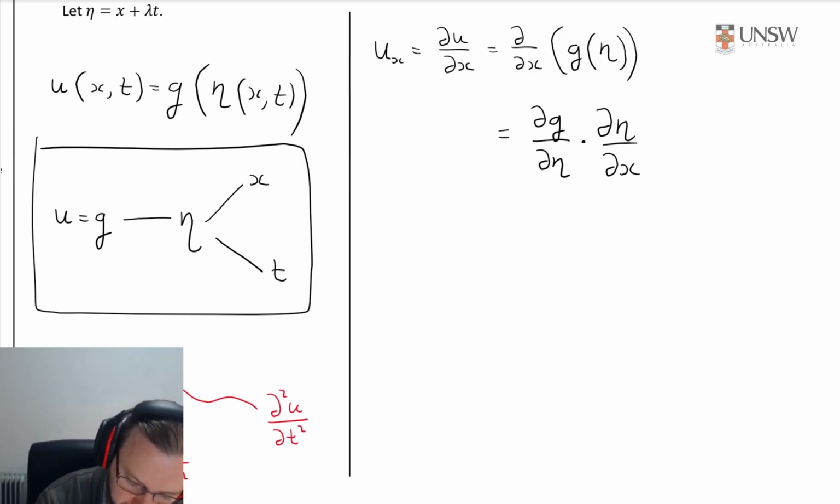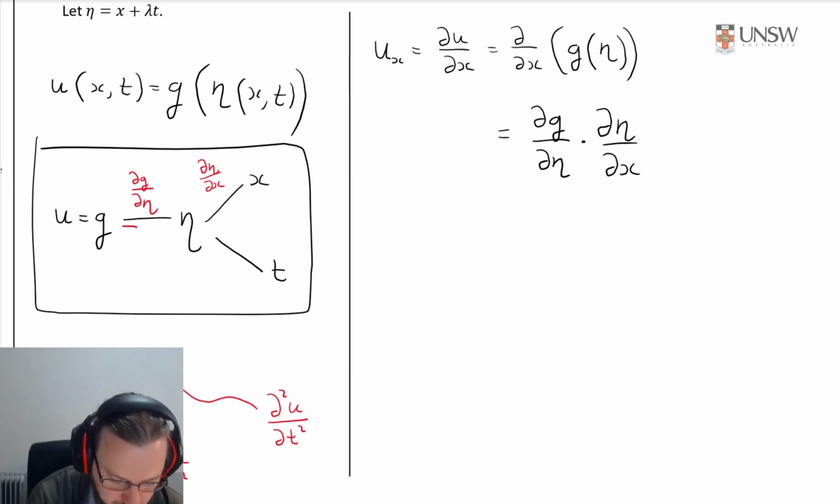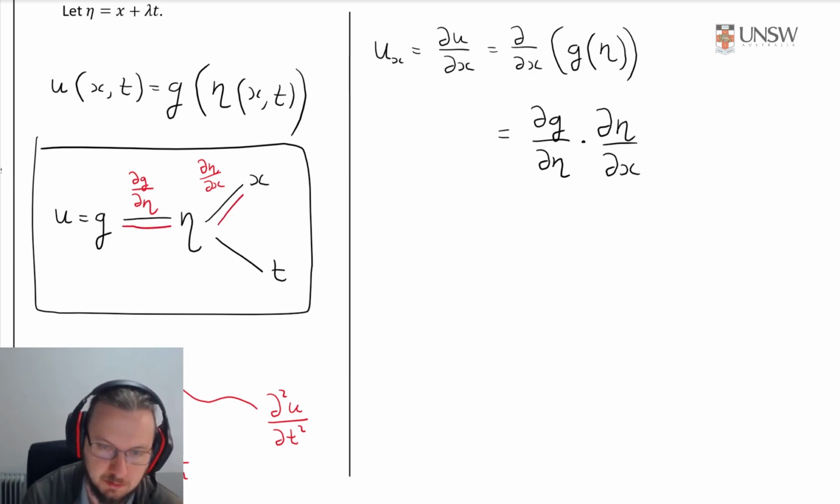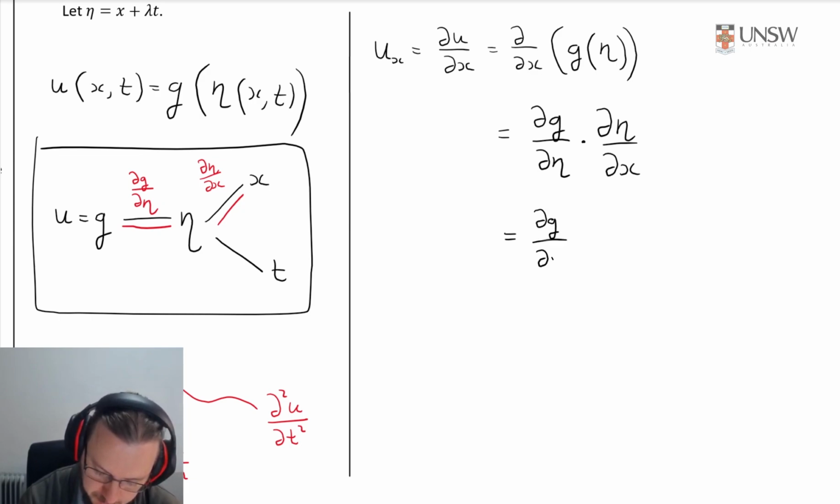Now, in terms of our chain diagram, this is the partial derivative of g with respect to eta, and the partial derivative of eta with respect to x. So these two parts of the chain diagram. So, well, partial derivative of g with respect to eta, I'm just going to leave that as it is for now. Instead, let's look at the partial derivative of eta, which was x plus lambda t.